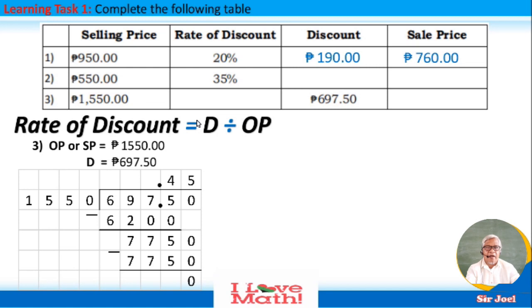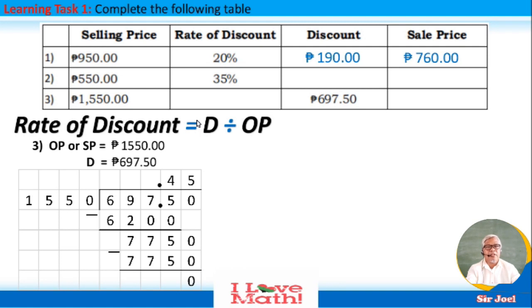Obviously, you cannot divide 697 at first. So, you need to move one more place to the right. So, it is now 6,975 divided by 1,550, which is equivalent to 4. And 4 times 1,550 is 6,200. If you subtract 6,975 and 6,200, that is equivalent to 775. Then bring down 0.